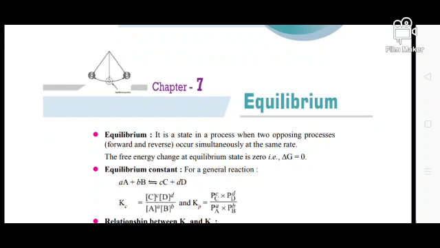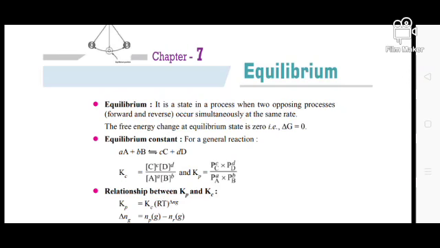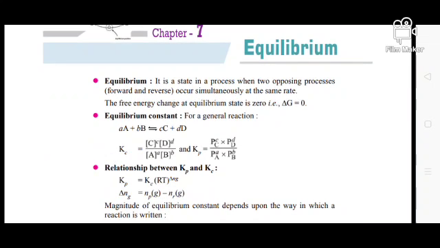Basically, what is equilibrium? Equilibrium is a process or a state in which two opposite processes, that means the forward and backward reactions or stages or processes, occur simultaneously at the same rate. So the equilibrium is a state in which the two opposite processes occur simultaneously at the same rate. Then we can say it is in an equilibrium state.